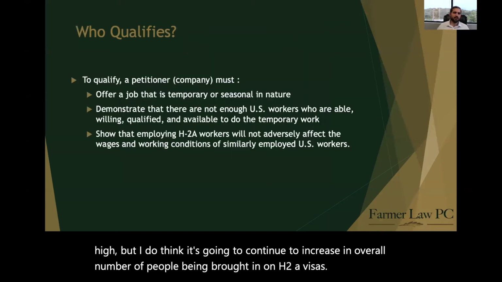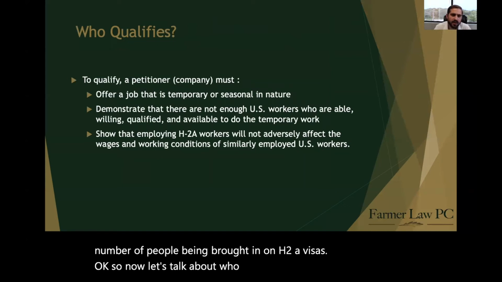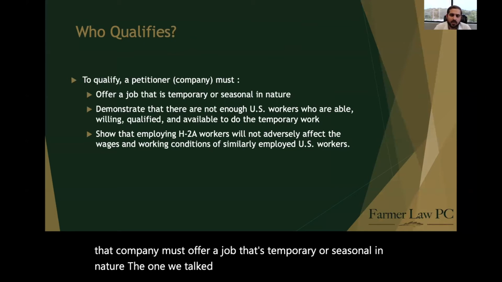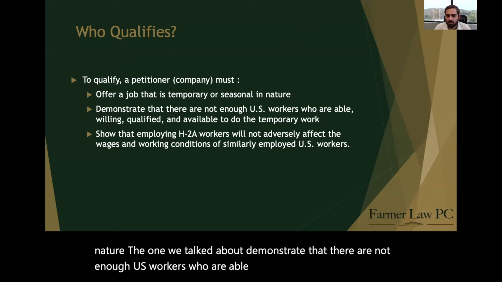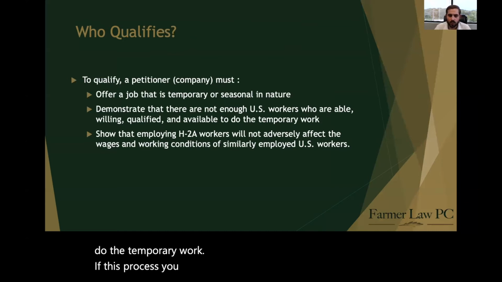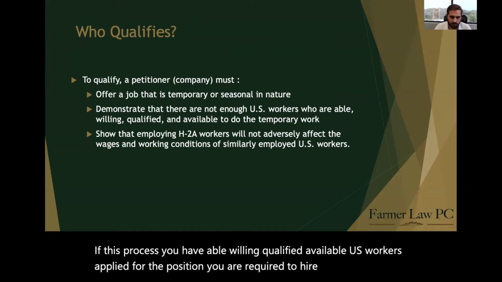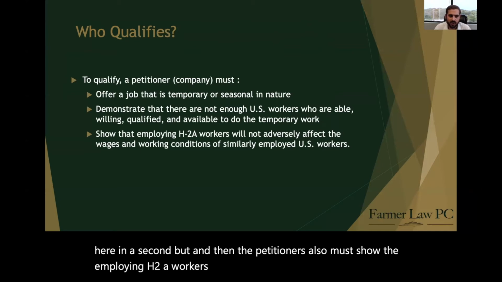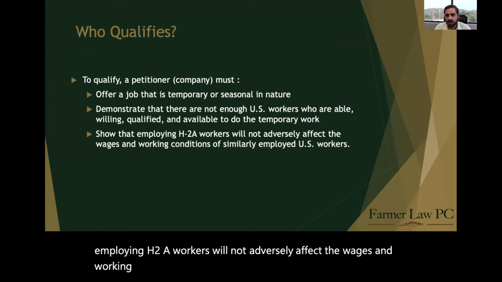Okay, so now let's talk about who qualifies. To qualify, a petitioner, the company, must offer a job that's temporary or seasonal in nature, the one we talked about, and demonstrate that there are not enough U.S. workers who are able, willing, qualified, and available to do the temporary work. If through this process you have able, willing, qualified, and available U.S. workers apply for the position, you're required to hire them. We'll go into that here in a second. The petitioners also must show that employing H-2A workers will not adversely affect the wages and working conditions of similarly employed U.S. workers.